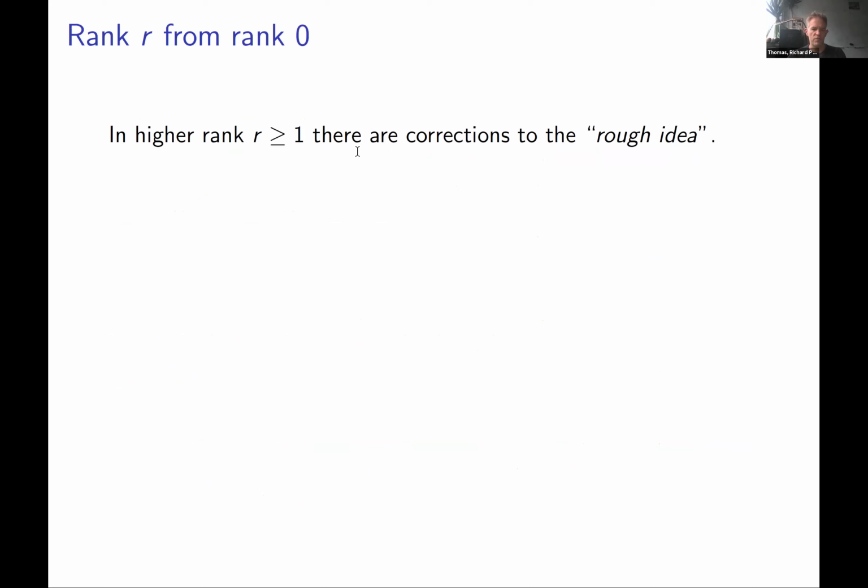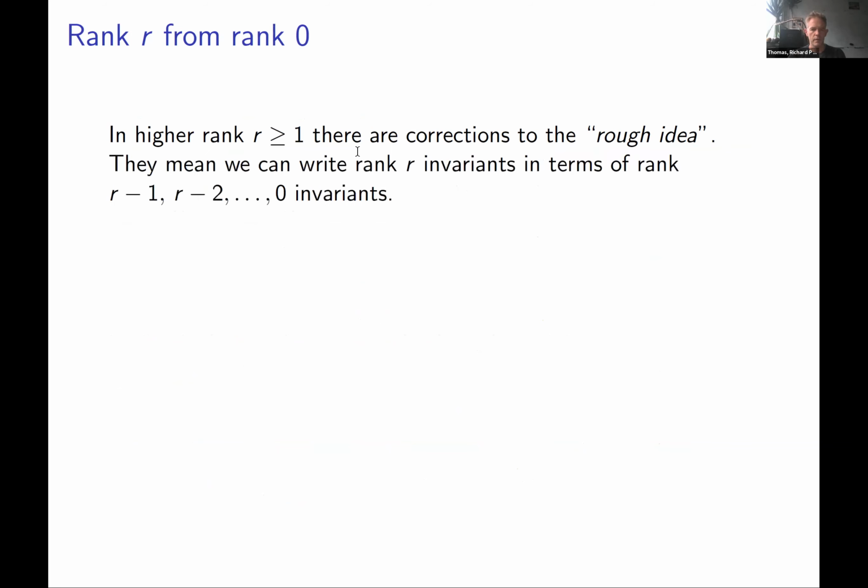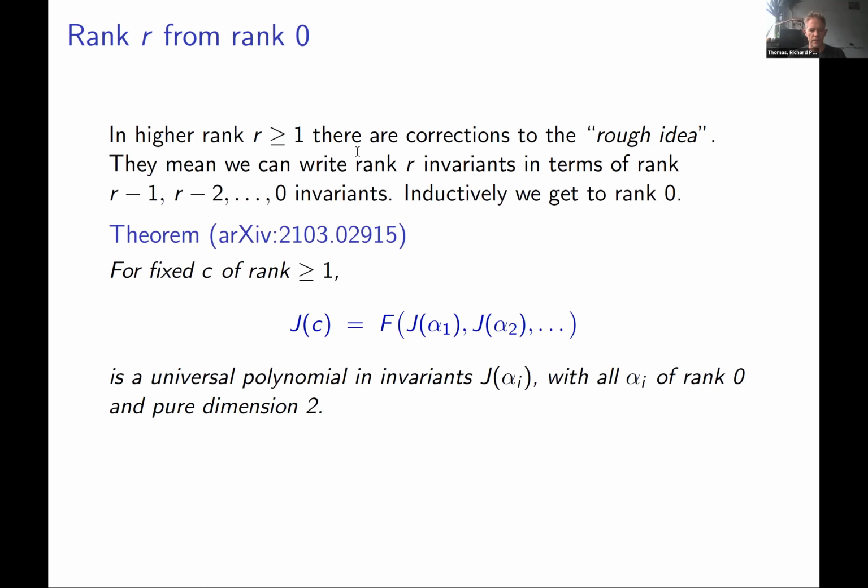Okay, but what the talk's really supposed to be about is starting with rank R and getting down to eventually rank minus one or one. But the easiest thing to do is to go from rank R to rank zero. So we end up writing rank R invariants in terms of rank R minus one and lower. And the result is the following.